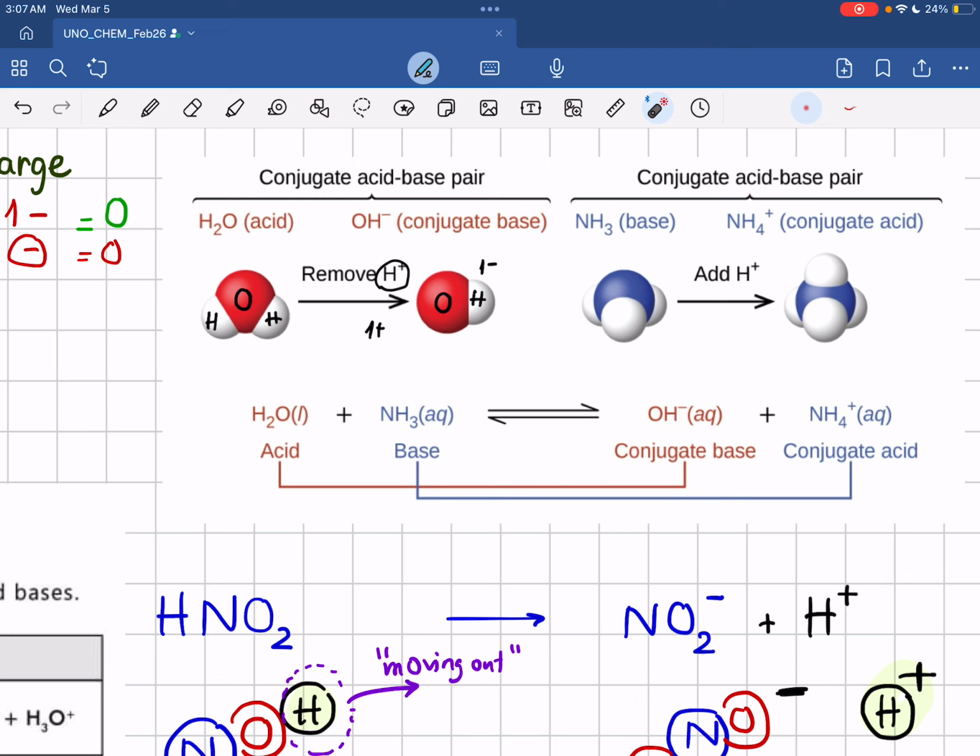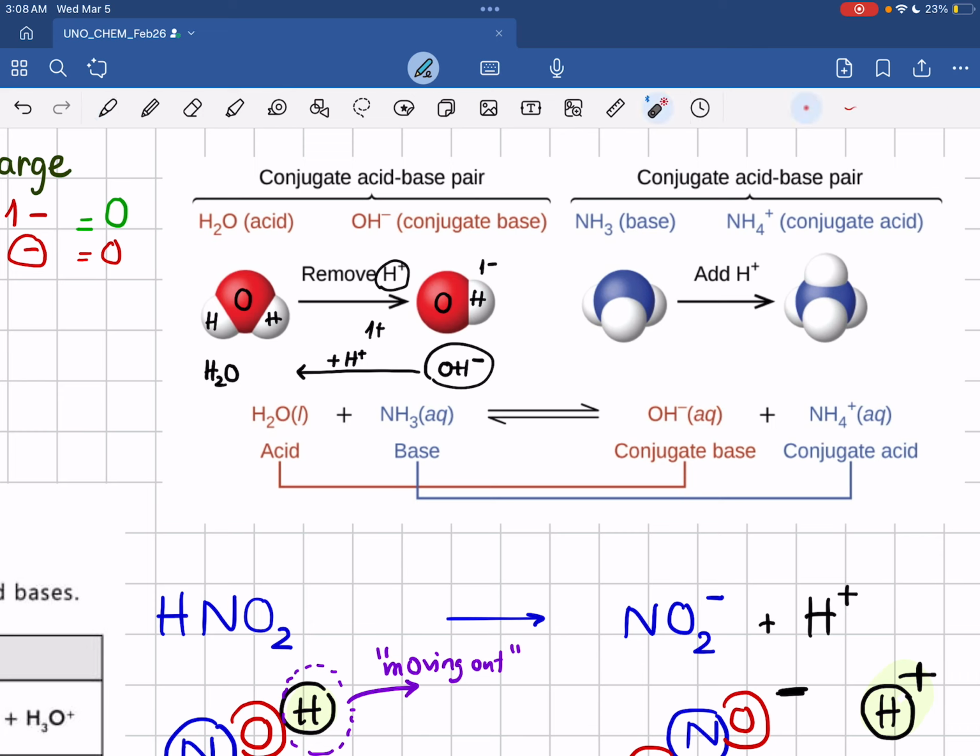One acid donating the hydrogen and the other one will receive the hydrogen. Why? If you see the other way around, what if you have the OH- here and you want to form the product H2O? You're supposed to add another proton, right? So accepting a proton to become a new substance makes this OH- a base, and it's the conjugate base of the acid H2O.